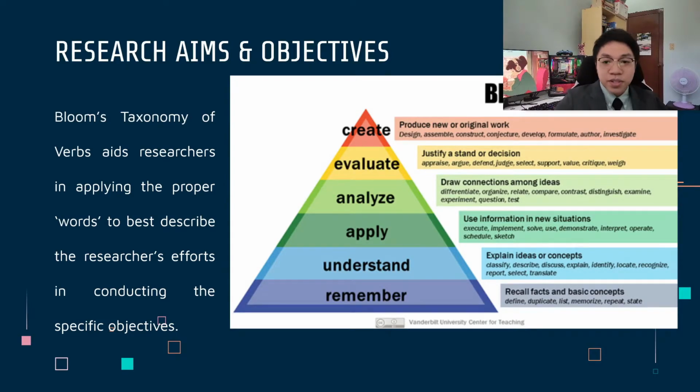Now, a good tidbit from Dr. Silva's book, where he explains how to use Bloom's taxonomy. So just like Maslow's hierarchy of needs, Bloom's taxonomy shows the hierarchy of verbs and how it presents a better picture. So by using Bloom's taxonomy, researchers can apply the proper words to best describe your efforts on conducting the specific objectives.